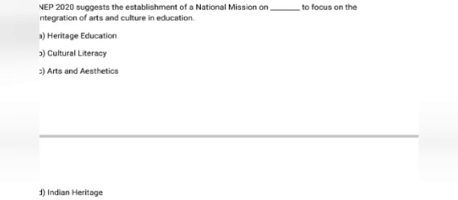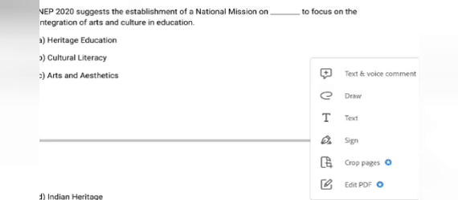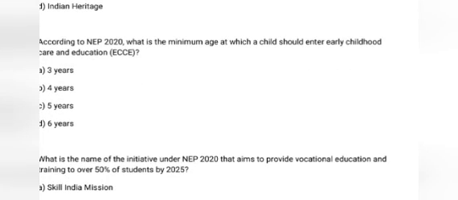Next, NEP 2020 suggests the establishment of a national mission to focus on the integration of arts and culture in education, heritage education, cultural literacy, arts and aesthetics, Indian heritage. It will be heritage education. According to NEP 2020, what is the minimum age at which a child should enter early childhood care and education? It will be number 4, B, that is 4 years.